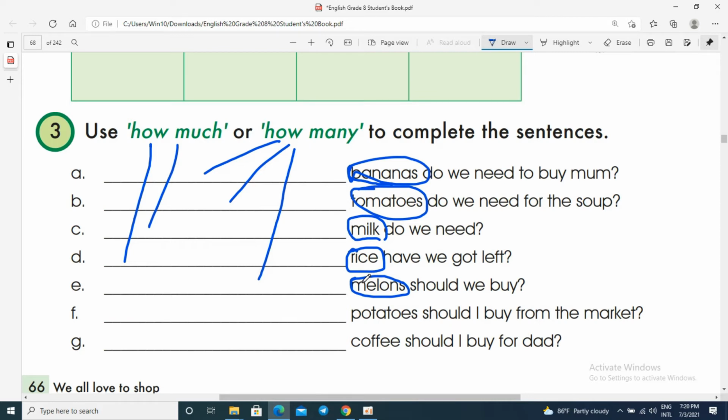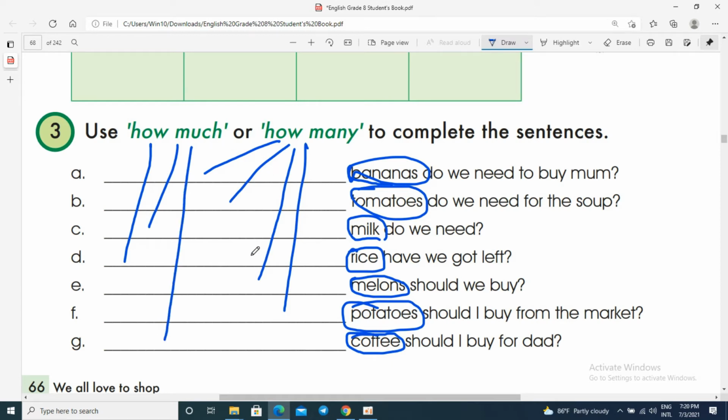How much rice have we got left? Okay, potatoes. It is a plural noun, so we use how many. How many potatoes should I buy from the market? And what about coffee? Coffee is an uncount noun. How much?